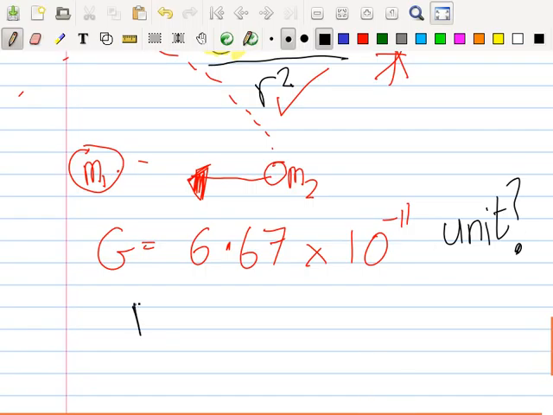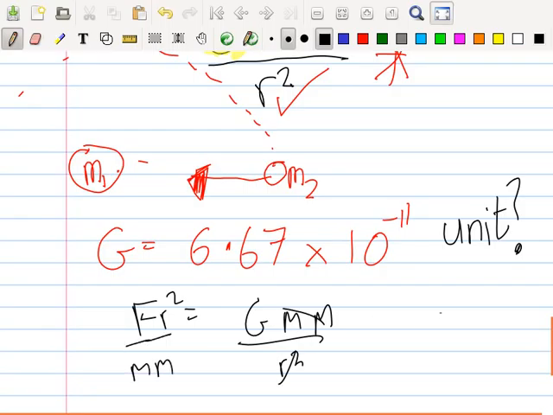Let me check it. You have F equals G M1 M2 over R squared. If you bring the R squared up here, and then bring the M's down here, so kilogram squared, you'll see it'll be Newton for F, meter squared for the R, and on the bottom, kilogram squared. So the unit is Newton meter squared over kilogram squared. That's the unit for G.